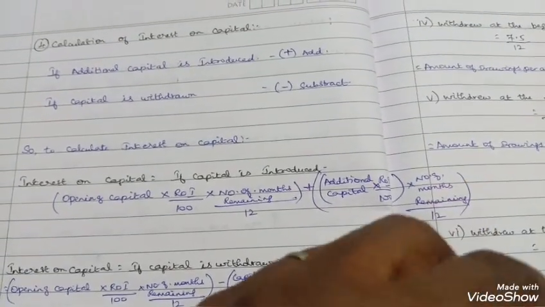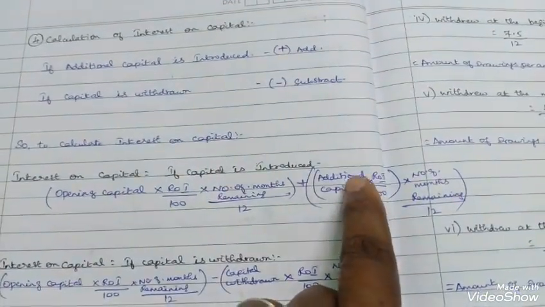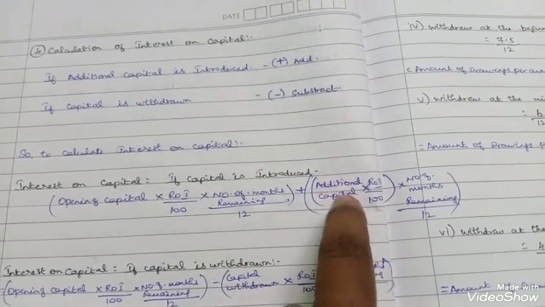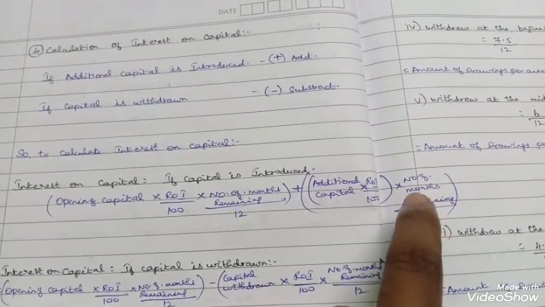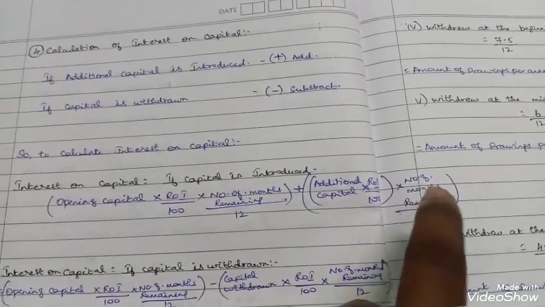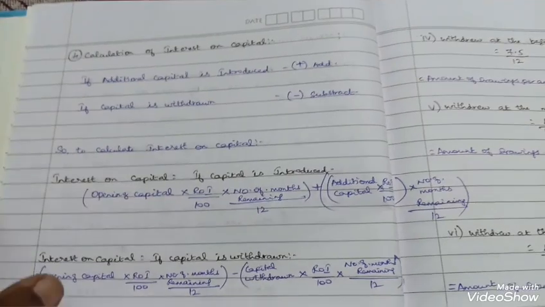Either the closing will be on the March date or on the December date. So we have to calculate from the date of the additional capital introduced till the date of the closing of the year. Mostly it will be 6, 9, like that. It changes, depends upon the question.